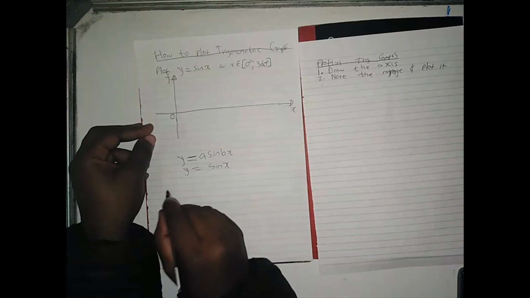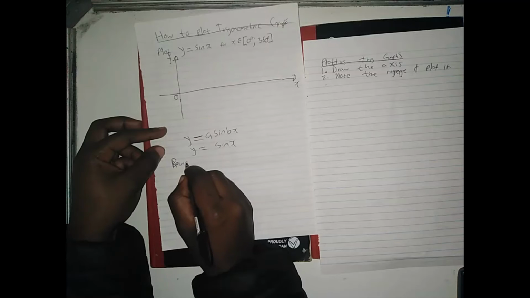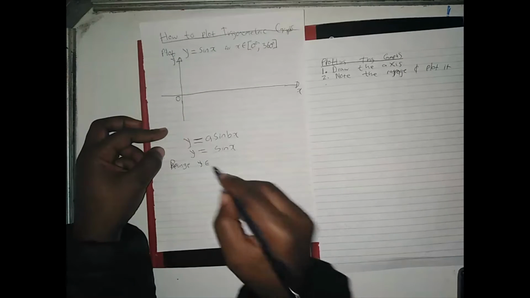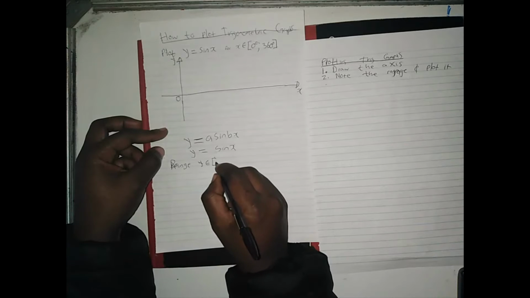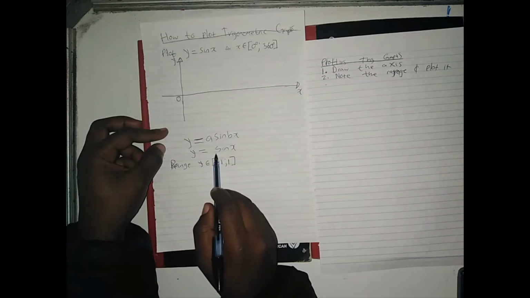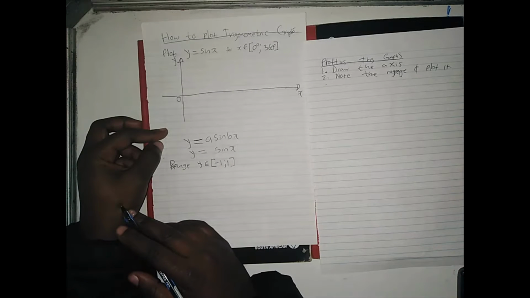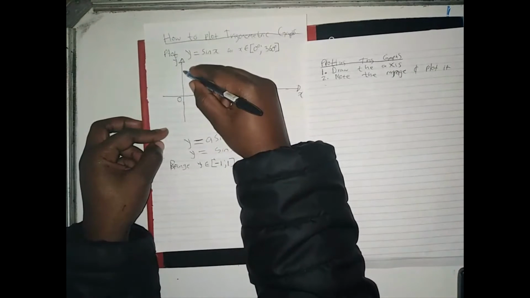So since our amplitude is 1, what does that say about the range? That means that in this particular case, the range will be y is an element of from -1 up to 1. Okay, so this amplitude, which is 1, tells you that the distance between 0 and the top point is 1, and at the same time the distance between 0 and the lowest point is 1 as well. So from here to here it must be 1.